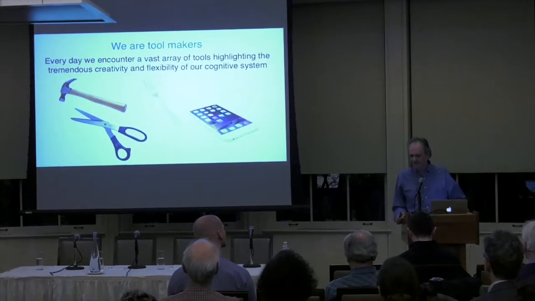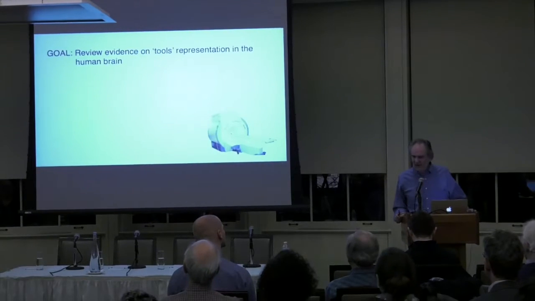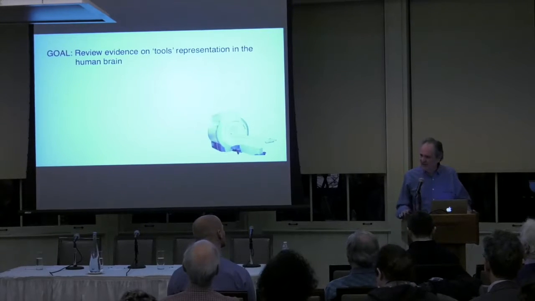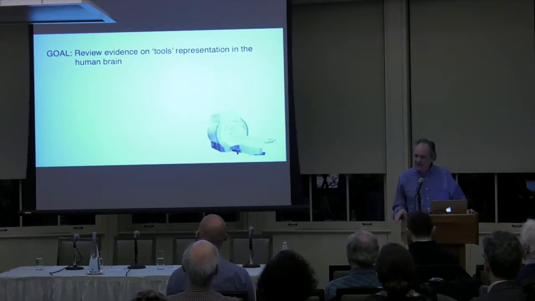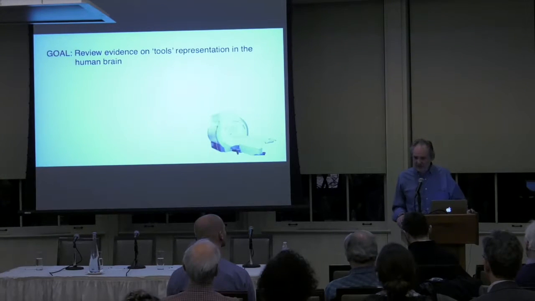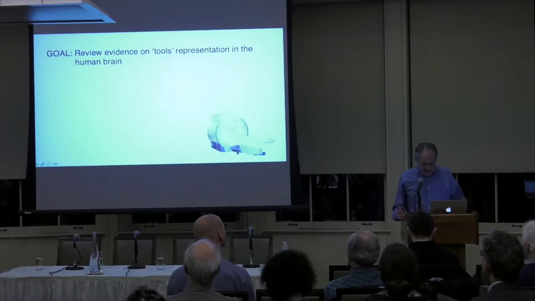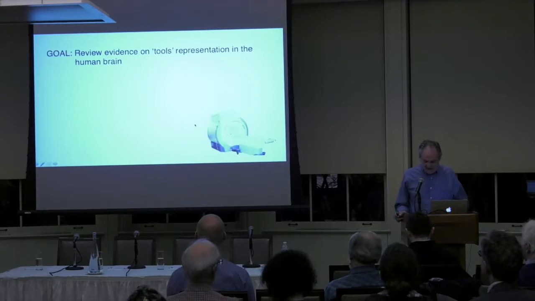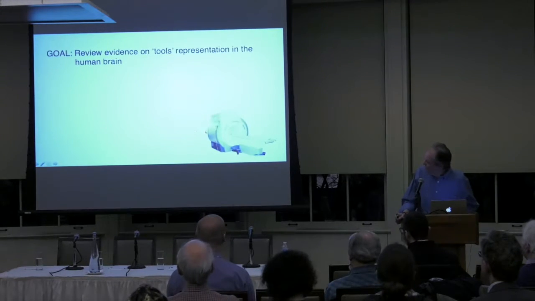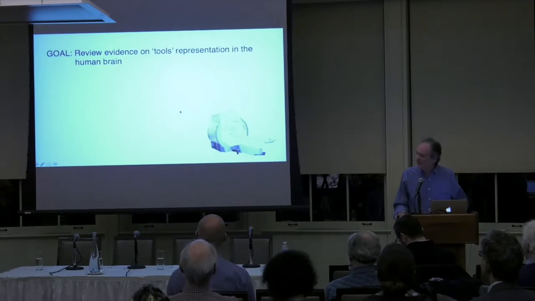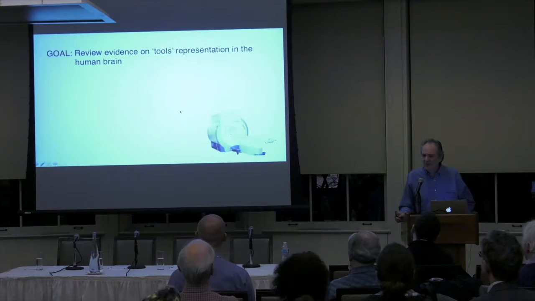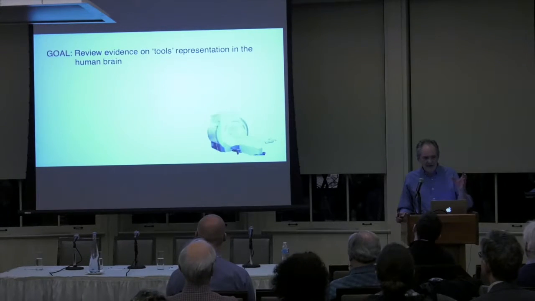So the goal that I set for myself today is to review for you what we've learned about how this category of objects, that is, tools, are represented in the human brain. And most of the data that I'm going to talk about comes from putting people into MRI scanners like this one right here, where we can get information not only about the structure of the brain, but also about functionality.